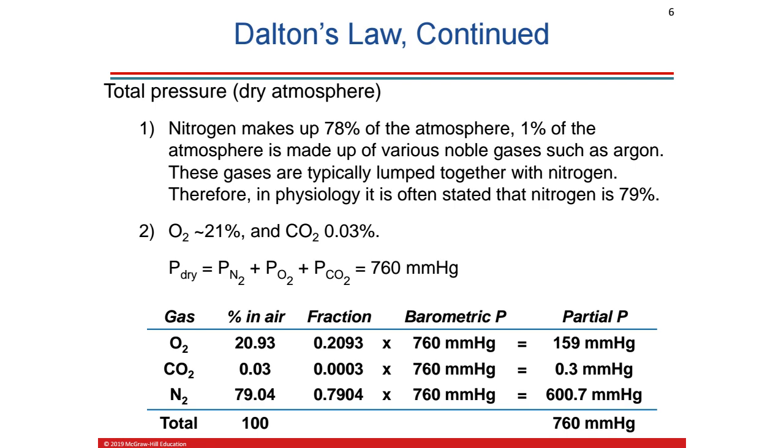When you add these 3 gases together, you then have the total atmospheric pressure of 760 millimeters of mercury at sea level. And this chart shows you how you would arrive at this. So you'd have oxygen, for example, being about 21%. You convert that to a fraction, multiply that by the barometric pressure, and you get the partial pressure of oxygen. And you can do the same thing for the other gases, and you arrive at a total of 760 millimeters of mercury.